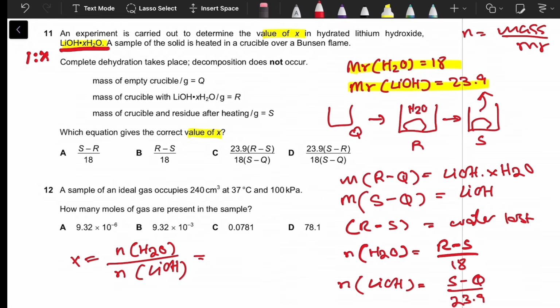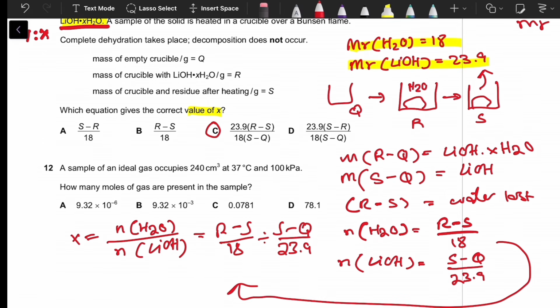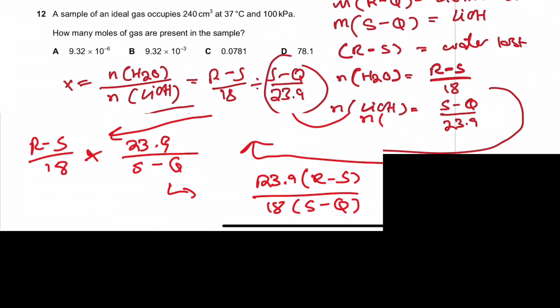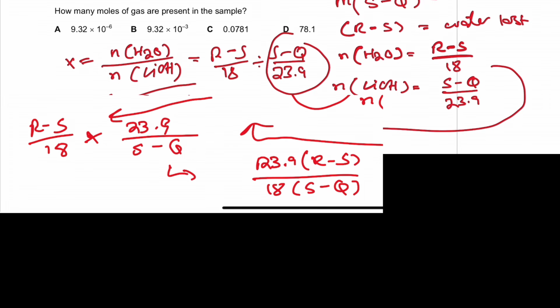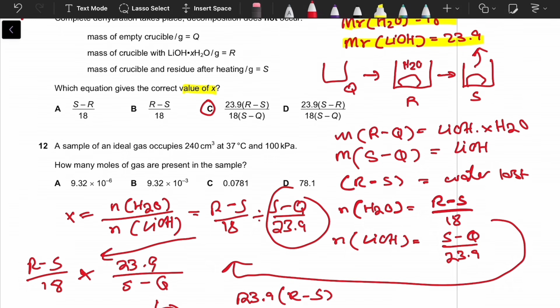So really, if we take these and substitute them, we're actually going to end up with option number C. R minus S divide 18 divide S minus Q over 23.9. Really, to divide these two, we just have to flip this one upside down and multiply by it. So it's really equal to R minus S over 18 times 23.9 over S minus Q, and that would result in 23.9 times R minus S over 18 times S minus Q, which indeed is option C.